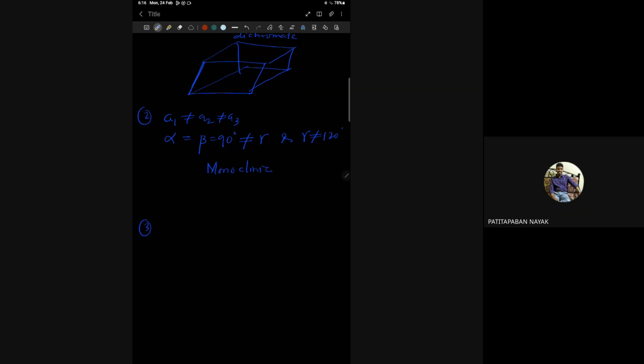Monoclinic. The next one will be orthorhombic. So A1 not equal to A2, not equal to A3, but alpha equal to beta equal to gamma equal to 90 degree. So that is orthorhombic.